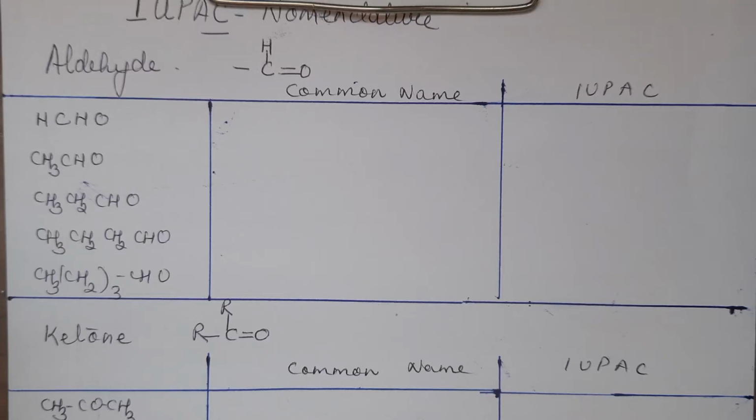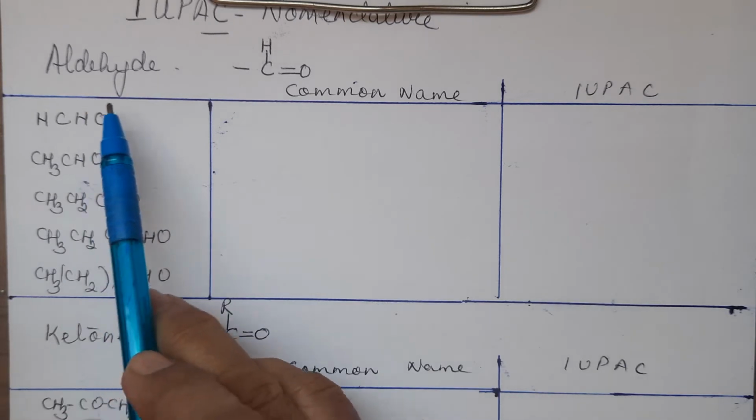Good morning, children. Today we are on to the third video of the IUPAC nomenclature of organic compounds, and in today's session we will be talking about the remaining functional groups. The first one which we are talking about today is aldehyde.